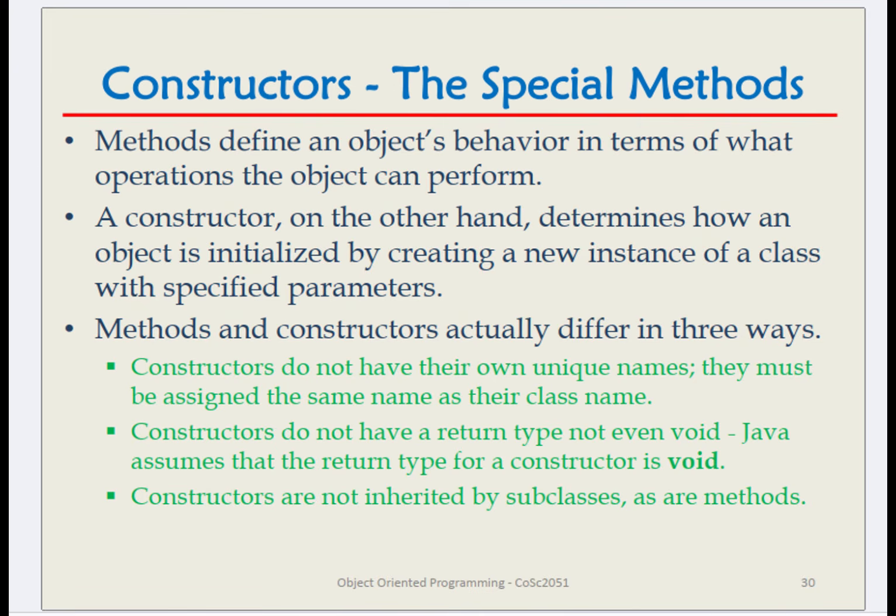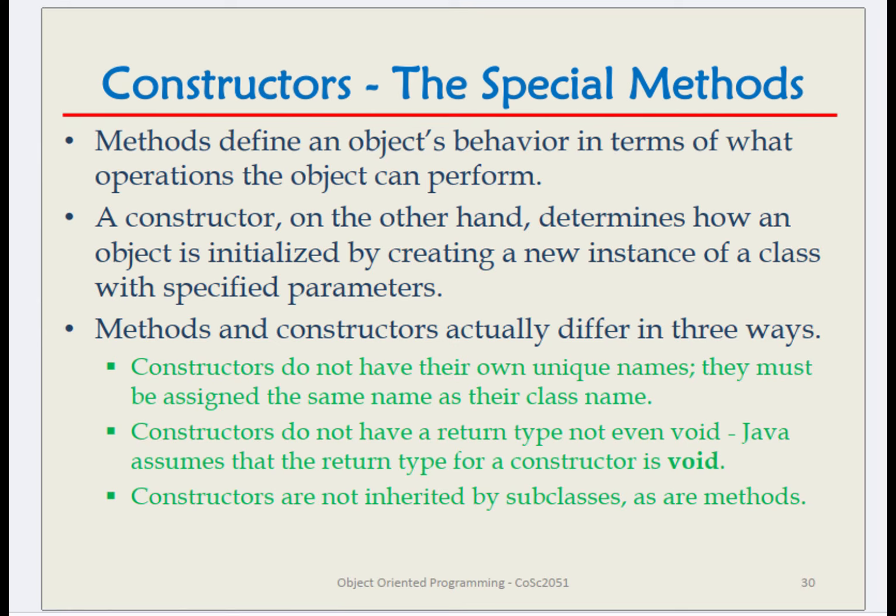Constructors. Methods define an object's behavior in terms of what operations the object can perform. A constructor, on the other hand, determines how an object is initialized by creating a new instance of a class with specified parameters. Methods and constructors actually differ in three ways.